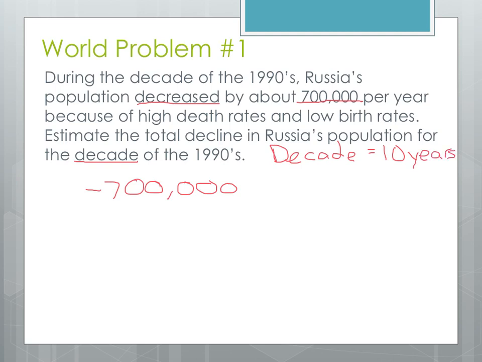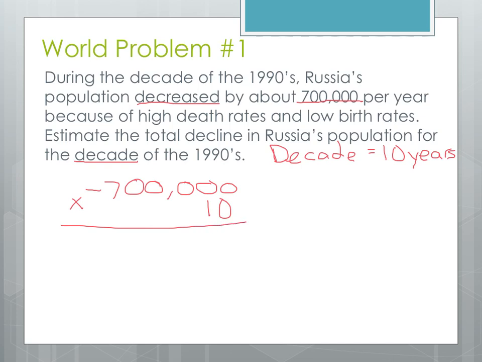Okay, so we know that we're declining 700,000 per year over a period of 10 years. If we're declining the same amount multiple times, we see that repetition, we know we're going to have to multiply these numbers together. This is occurring at the same amount over and over again, and that is indeed the definition of multiplication. So we're going to multiply 700,000 by 10.